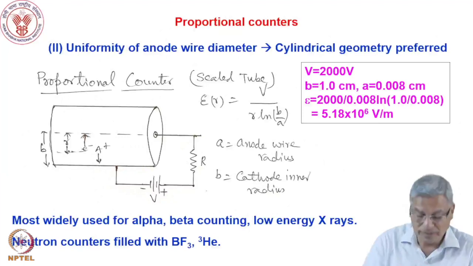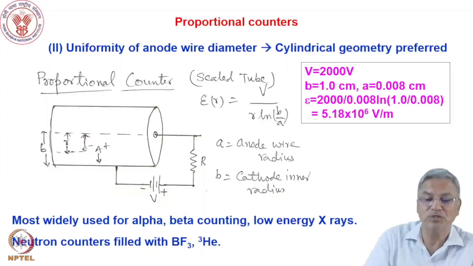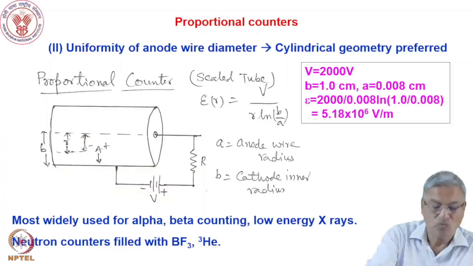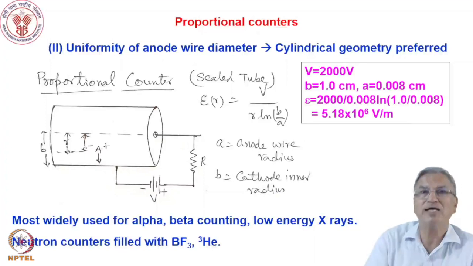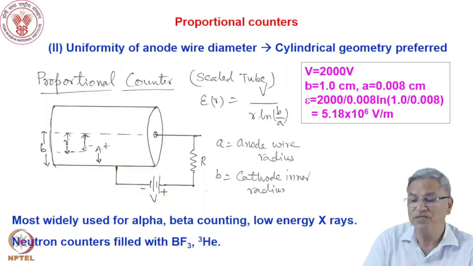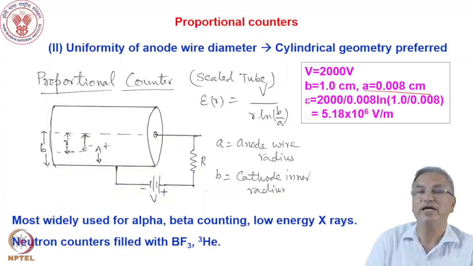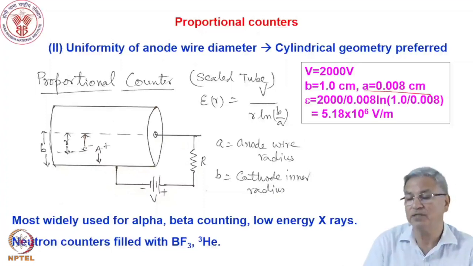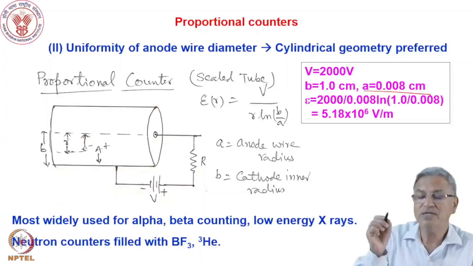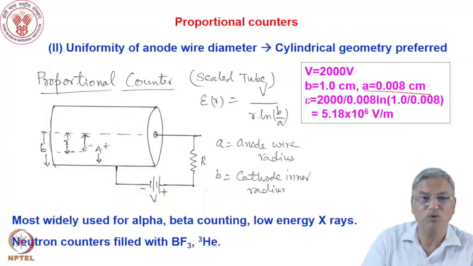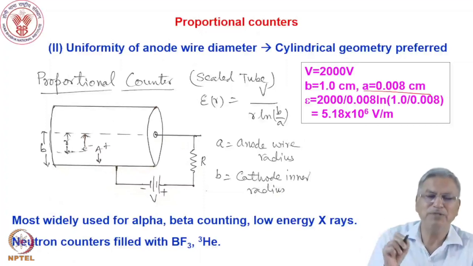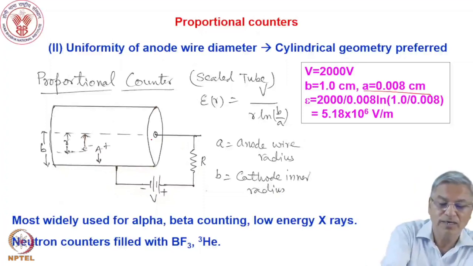So proportional counters, in fact, come in different modes, like the sealed proportional counters. You have a cylindrical tube where you can fill the gas, and the anode wire has to be very thin, micron size, very, very thin. You can see here typical diameters of, let us say, 0.08 millimeter, so almost 80 microns. These thin anode wires are the hallmark of proportional counters, because they have to be uniform in thickness. If the uniformity is the same, that means the electrical gradient is constant all along the length of the anode wire.